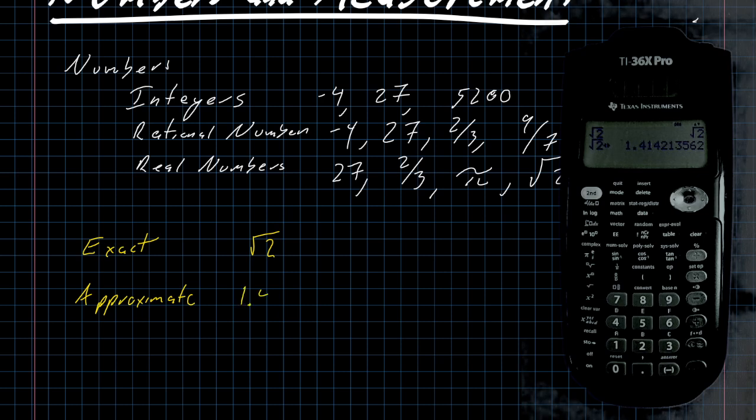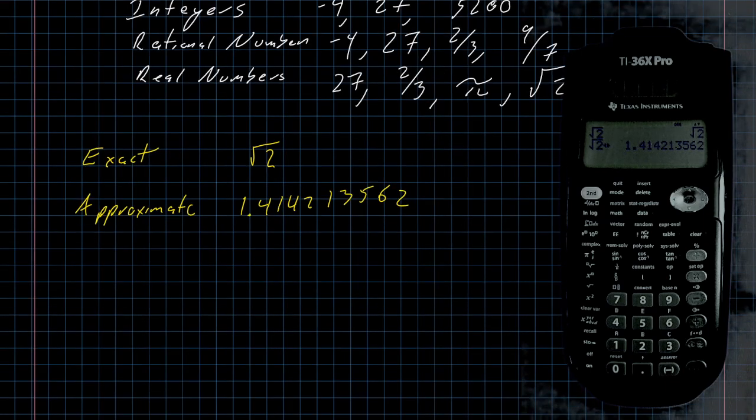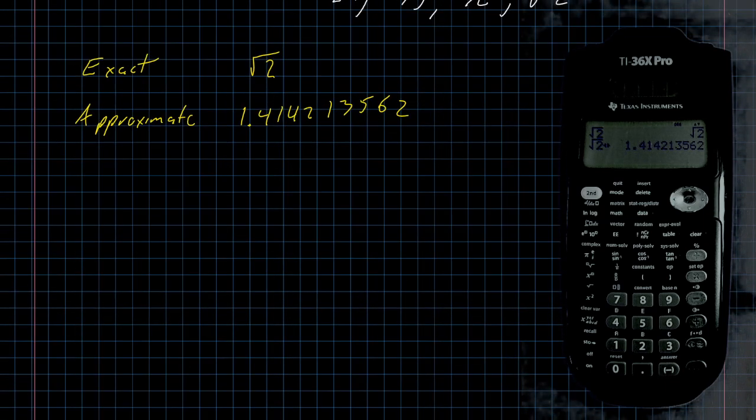That's 1.4142135562. No problem. Or is it a problem? Does putting all of that onto the page actually make sense in the way of measuring things?